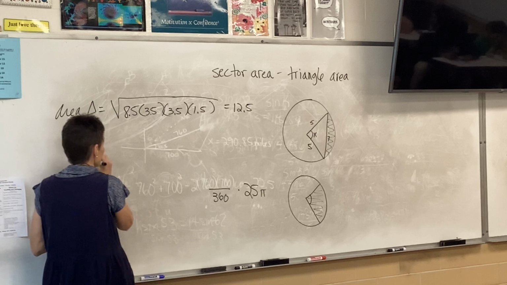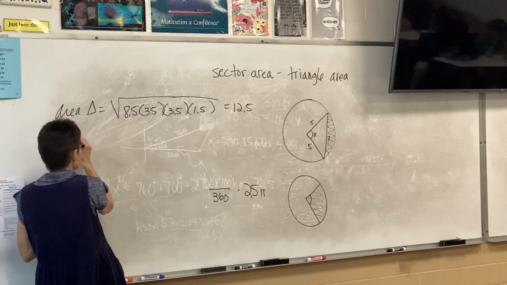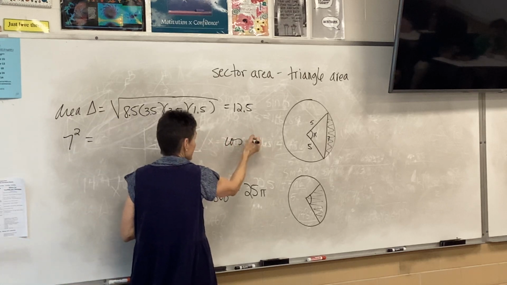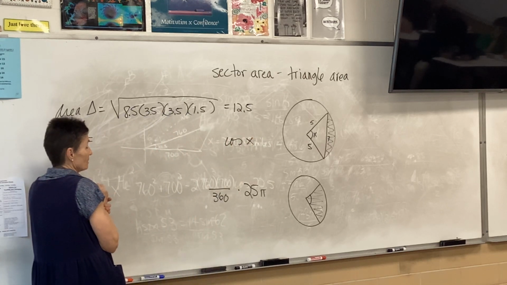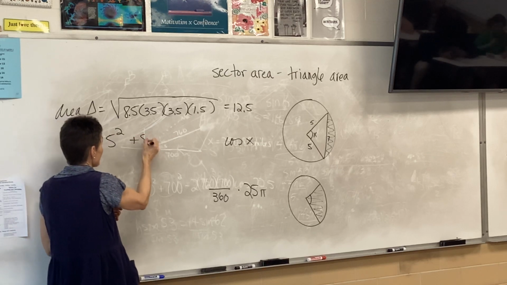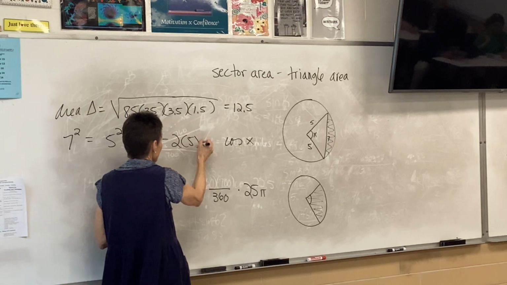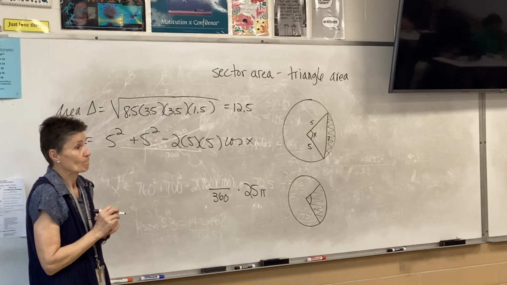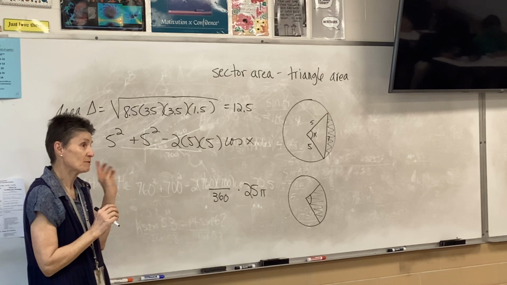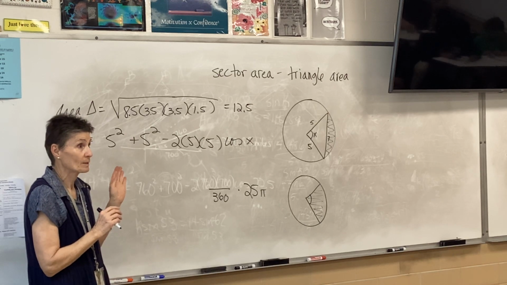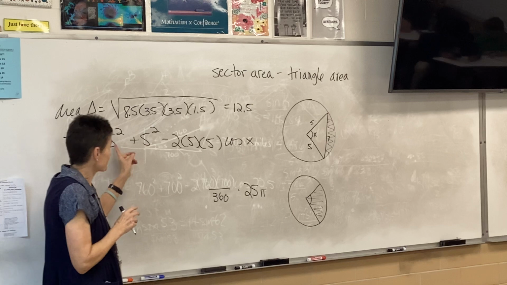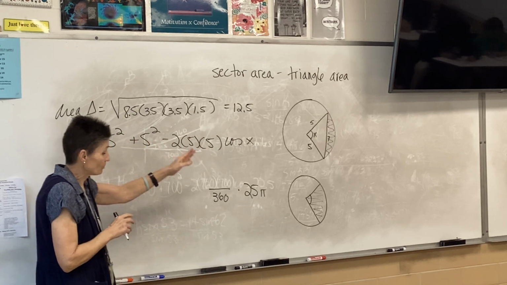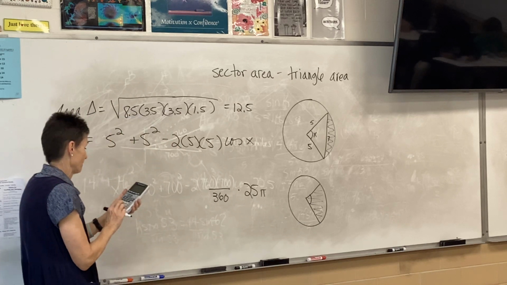What's my law of cosines going to look like? 7 squared on this end, and cosine X on this end, and then 5 squared plus 5 squared minus 2 times 5 times 5 cosine X. We talked about this yesterday. We have to be careful, don't we, when we type this in? Don't just start randomly combining all this, you can't. Alright, so see if you can do that and figure out what angle X is.